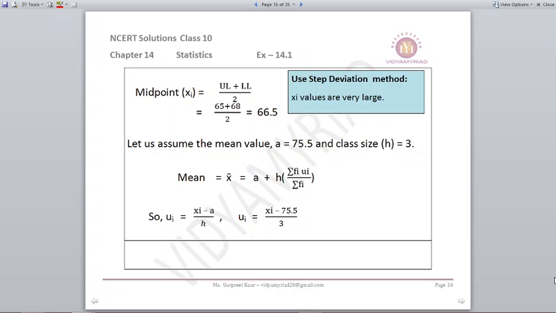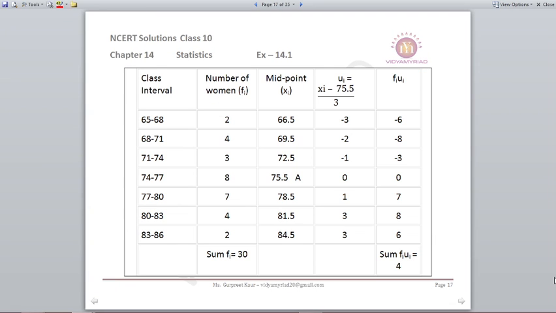So what is the formula for step deviation? I need A plus h into sigma fi ui upon sigma fi. Now A, according to the table, I will be using as 75.5. Class size is 3. So using this in the formula, I will form my table.